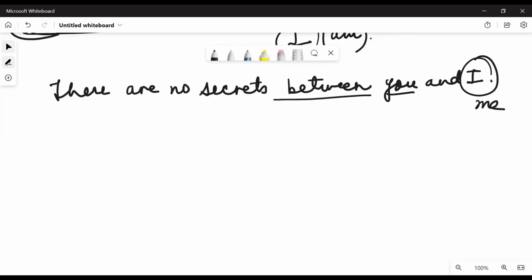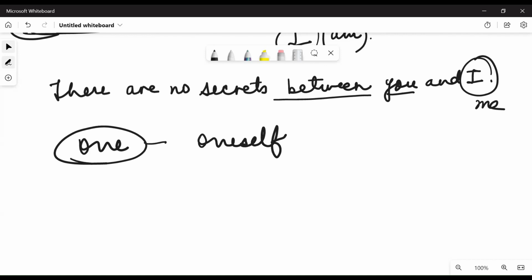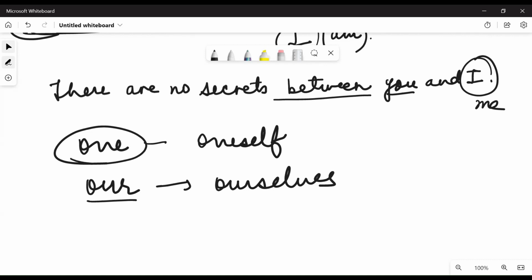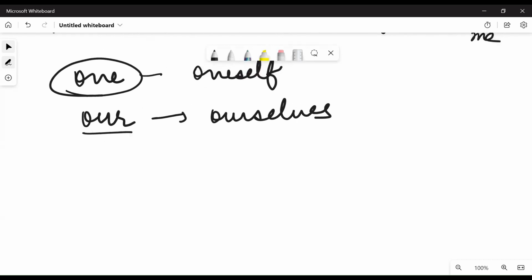Right? Now there is another very common mistake that is found, about possessive and reflexive forms of one. When we talk about the reflexive form of one, this is oneself, right? But if we say our, it is ourselves. Why? Because our is plural, one is singular. One का reflexive हमेशा oneself होगा. All right. So that we need to understand.